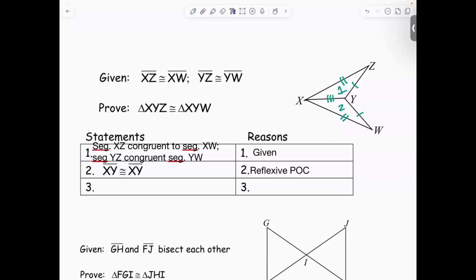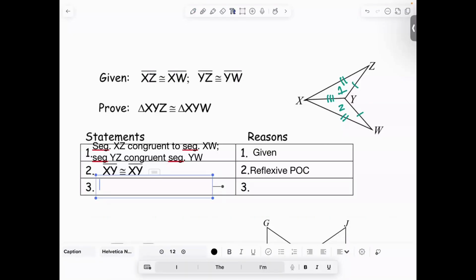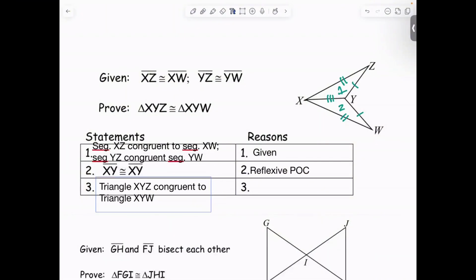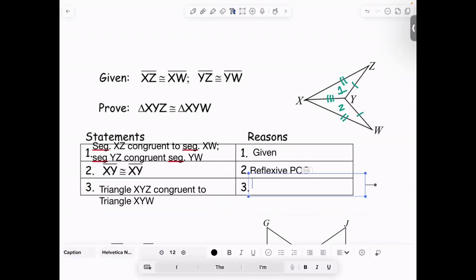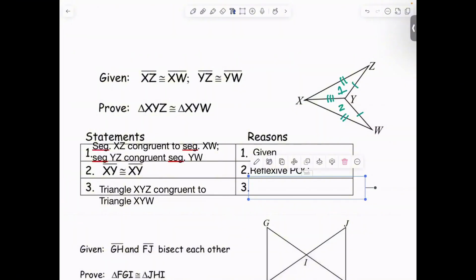I'm going to go ahead and write the text here that triangle XYZ is congruent to triangle XYW. Okay. That's readable. And that's one of our, we have what, 4 or 5 triangle congruency either theorems or postulates, depending on how you're taught.